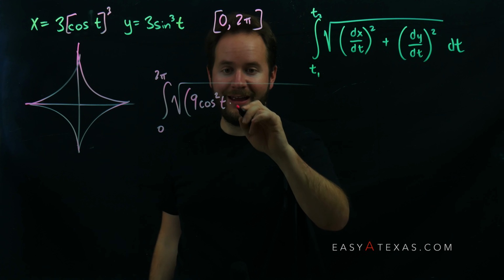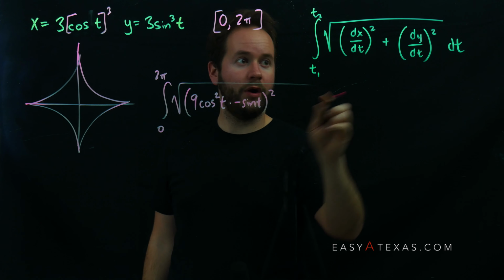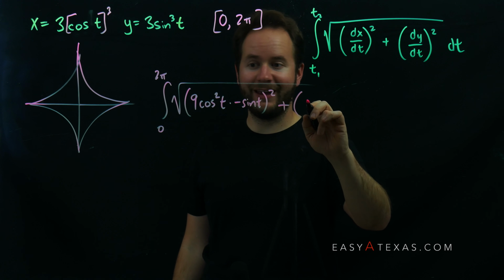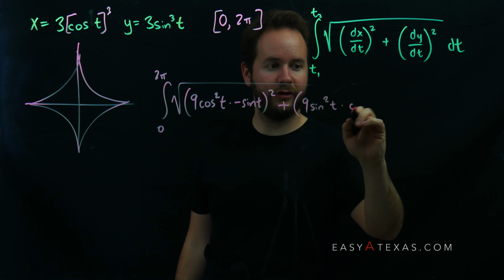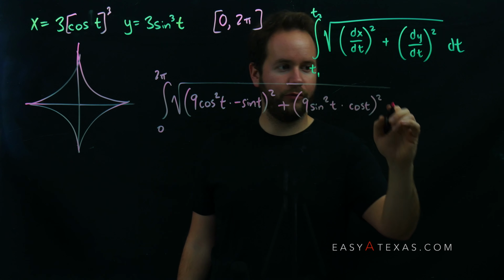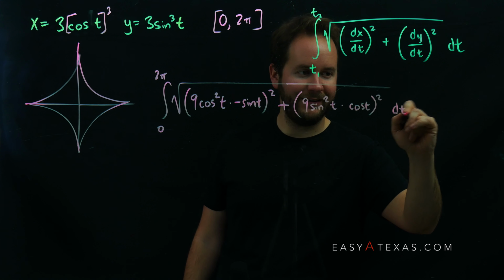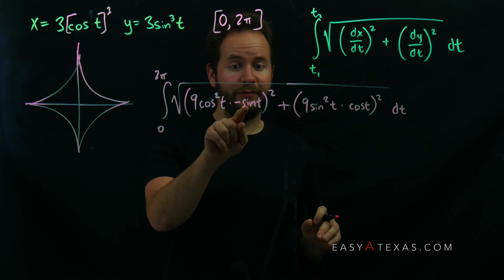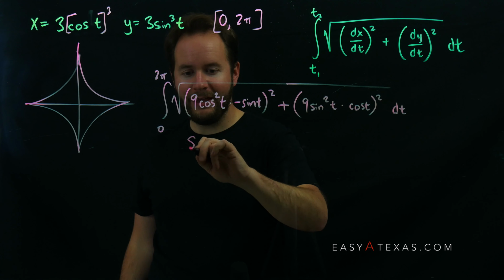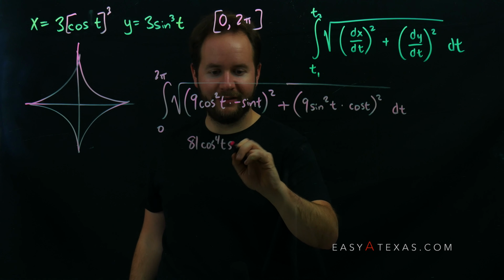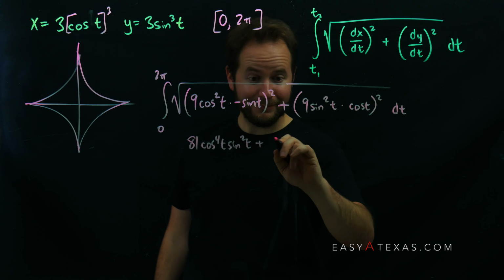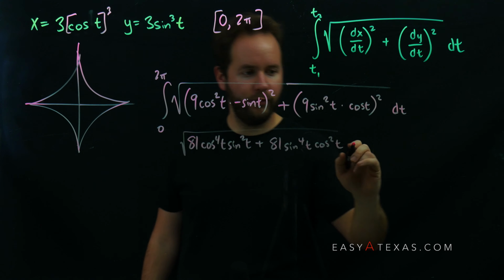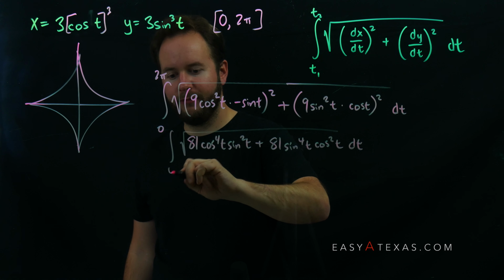The derivative of cosine is negative sine of t, and we're going to end up squaring that per the arc length formula. Plus a very similar looking 3 sine cubed. When I take its derivative, I get 9 sine squared t times cosine of t, and this is also being squared. We're going to extend the square root and make sure we put a dt on the very end of this. Okay, let's go ahead and square everything out here. 9 cosine squared t times negative sine, when I square this, gives me 81 cosine to the 4th t sine squared t plus 81 sine to the 4th t cosine squared t, all square rooted, putting a dt at the very end, and still integrating from 0 to 2 pi.